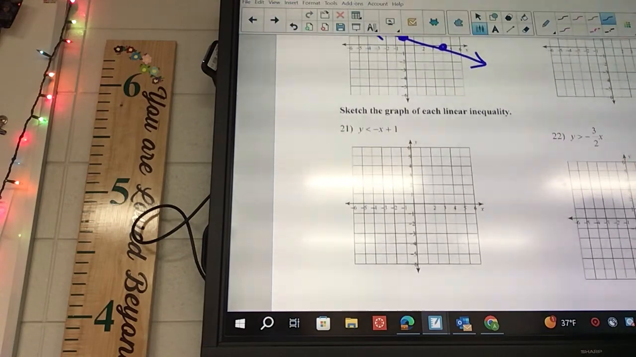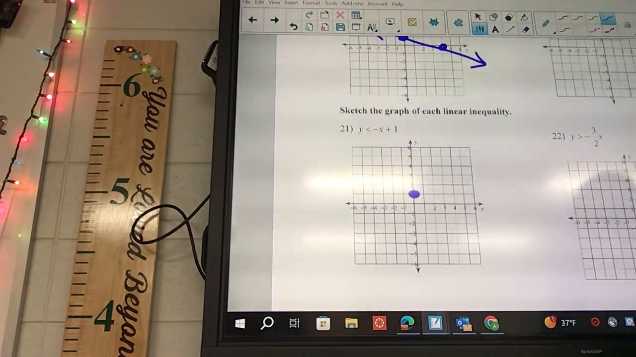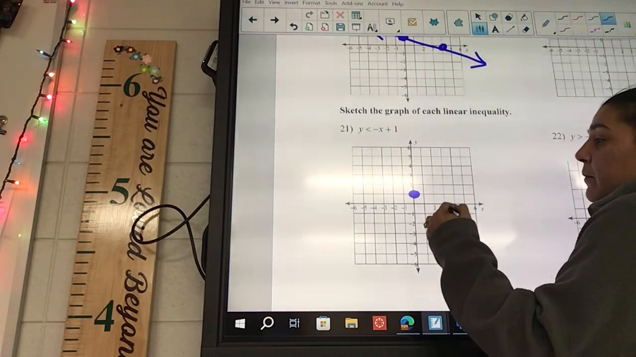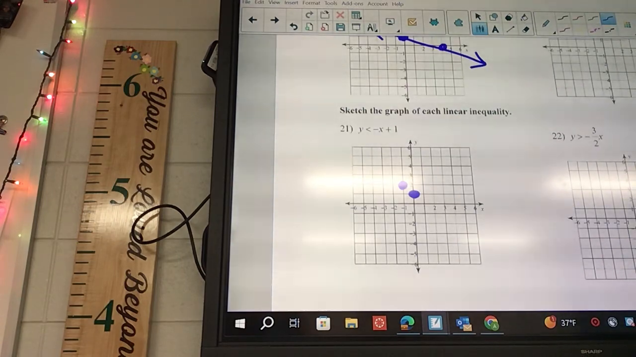Okay, 21. We're going to start our graph where? At the 1. Okay, what is my slope? Negative 1 over 1. So I'm going to go up 1 and over 1 which way? To the left. Okay, let's see how much you guys remember from your brain. Is this a solid or dotted line? It is a dotted line.